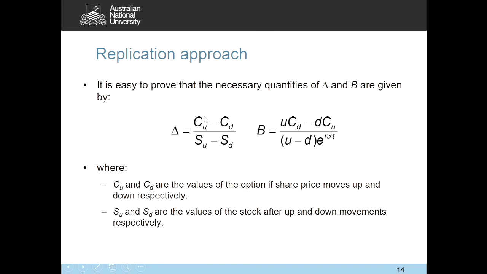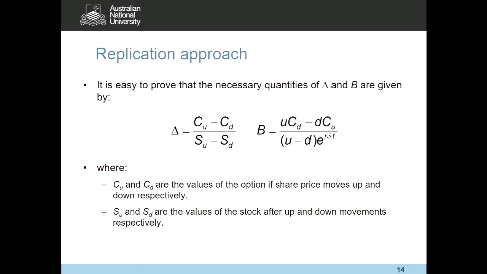In the numerator, it measures the difference between the call option payoff in the up state, when the share price ends up high, and the call option payoff in the down state. C with subscript D denotes the payoff of the call option if the share price declines. What's in the denominator is the difference in the share price between the up state and the down state. And B measures how much money we need to invest in the risk-free bank account.